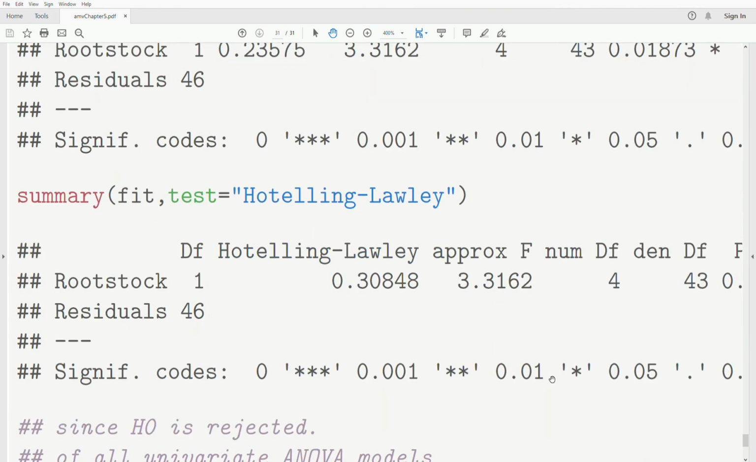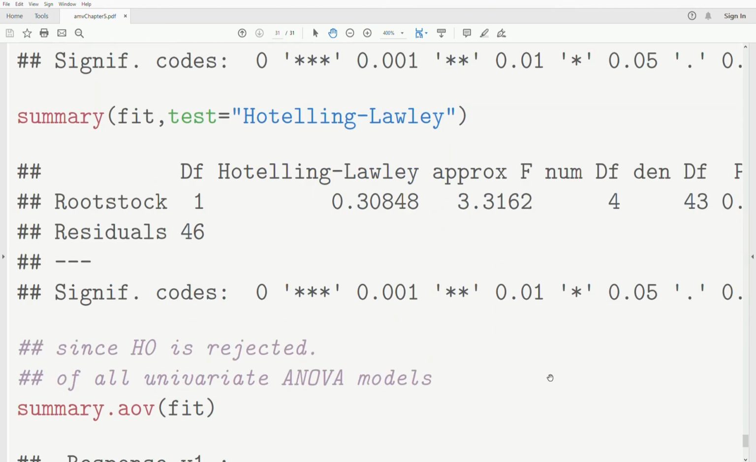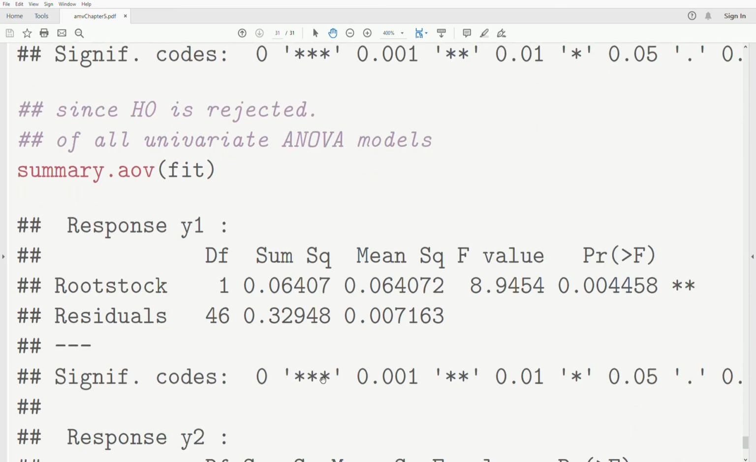Now, since we've rejected H0, we now want a summary of all the univariate ANOVA models to see which of the 4 variables are contributing to that. And the way you do that is summary.aov. So that's the summary of all univariate AOVs from this model fit. And then it pumps them out.